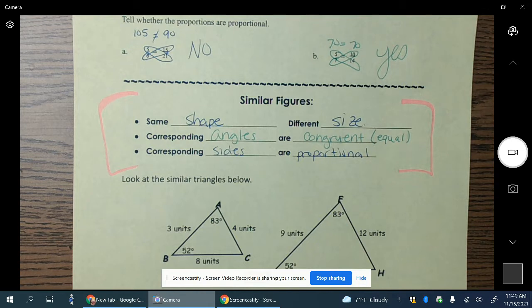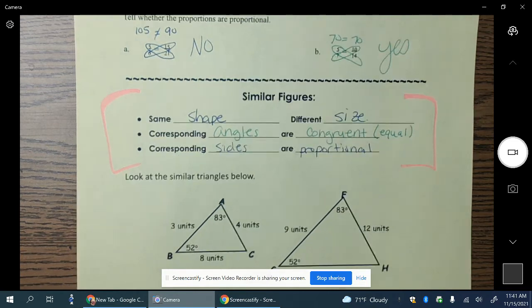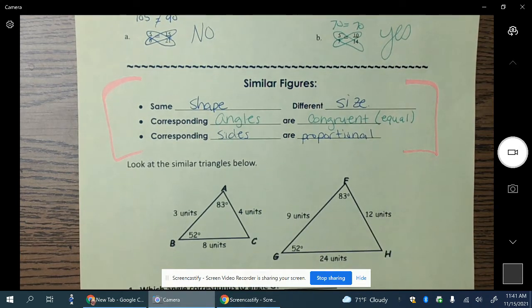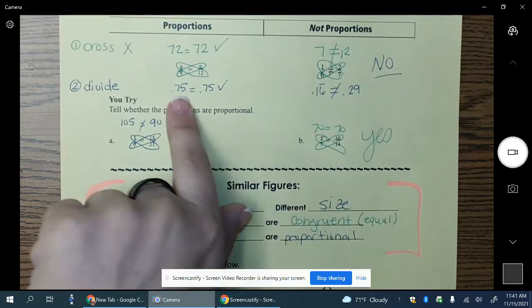Angles are congruent. Sides are proportional. Okay. That side, tell me. Angles are congruent. Sides are proportional. Okay. If you miss this test question, I'm going to be very sad. Okay. Angles are the same. Sides are proportional. And then you know how to do proportional here.